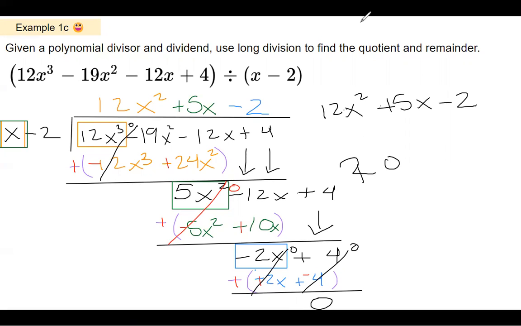No. It is long division, so it's going to be long. Okay, all right. Let me go ahead and give you guys your homework.